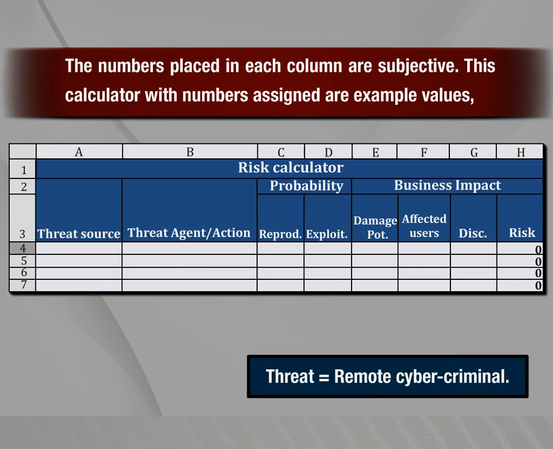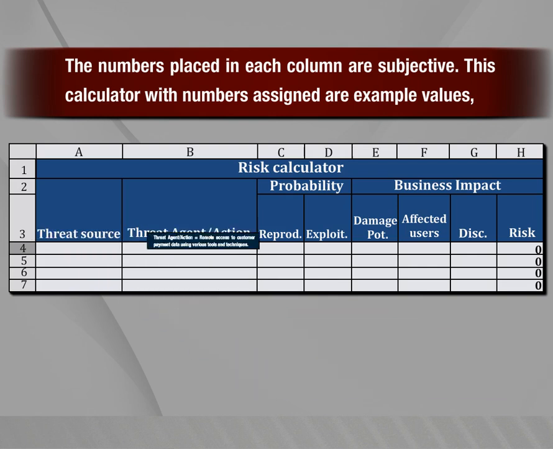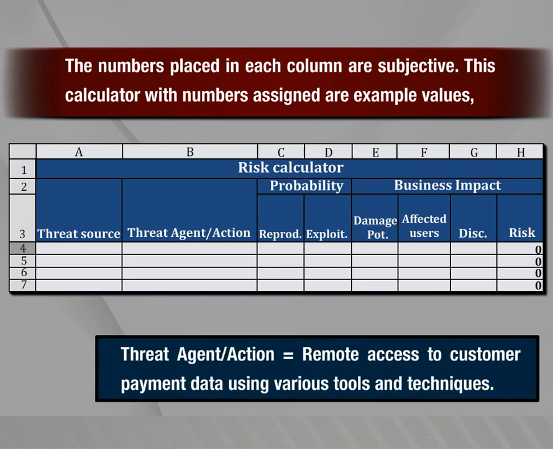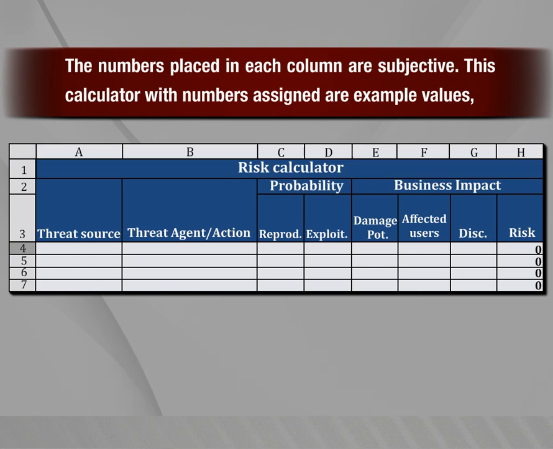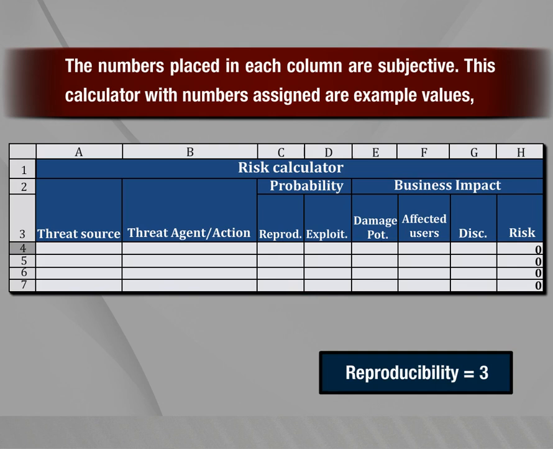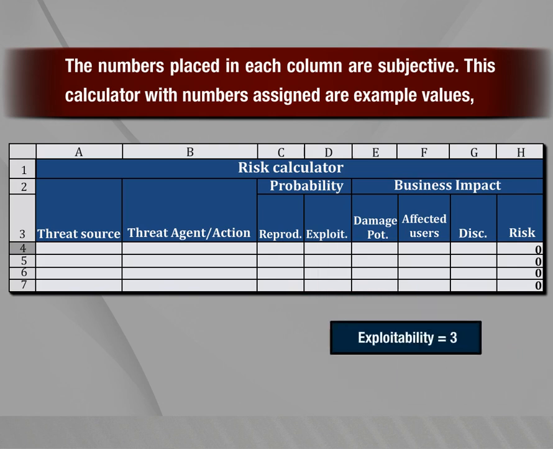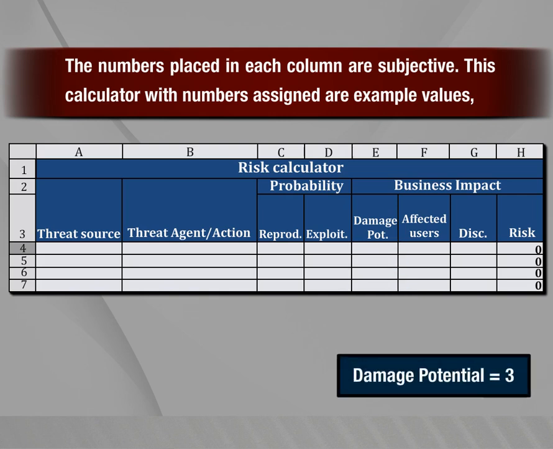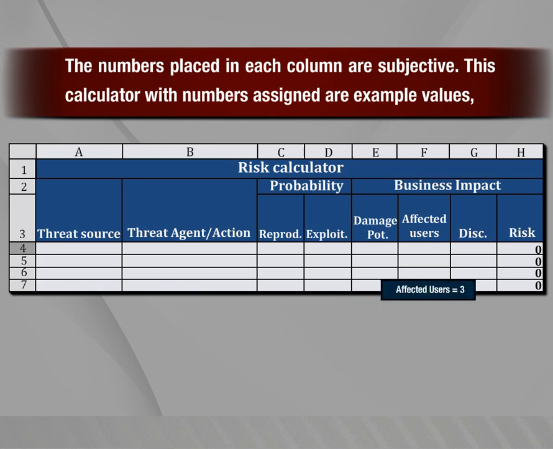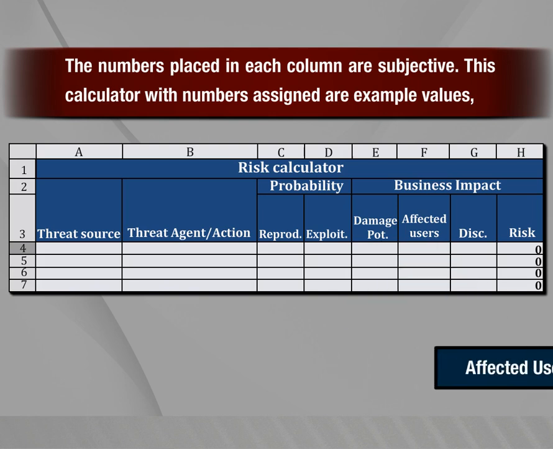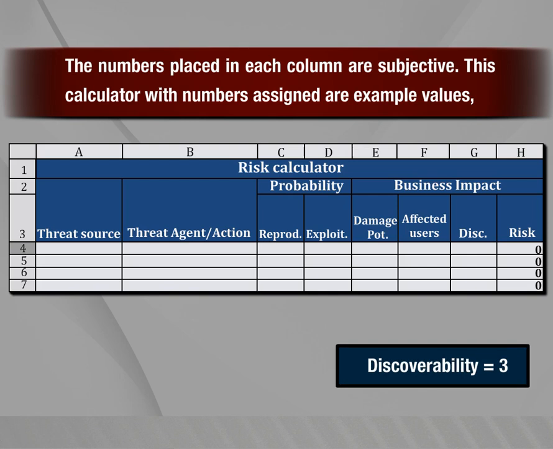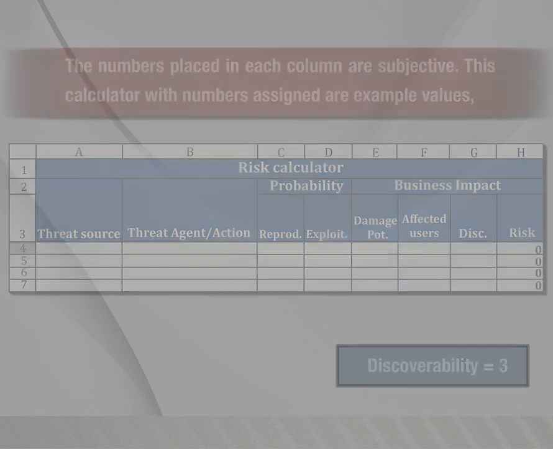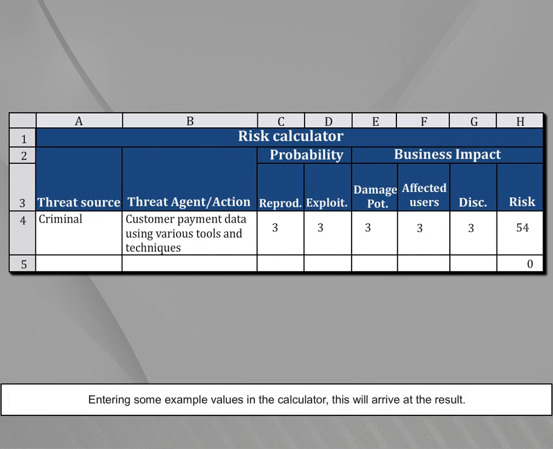Threat is equal to remote cybercriminal. Threat agent or action is equal to remote access to customer payment data using various tools and techniques. Reproducibility is equal to 3. Exploitability is equal to 3. Damage potential is equal to 3. Affected users is equal to 3. Discoverability is equal to 3. Entering some example values in the calculator, this will arrive at the result.